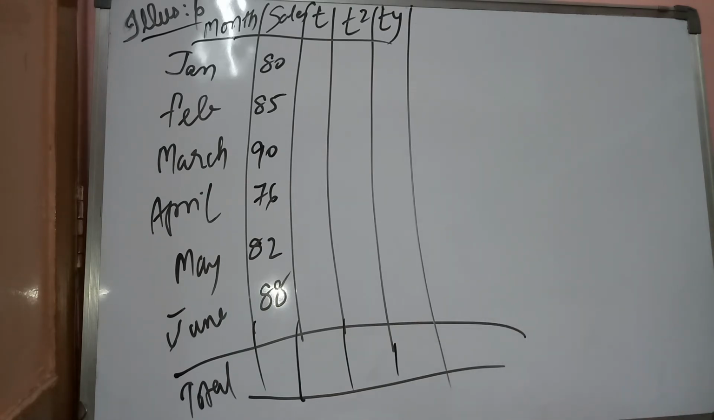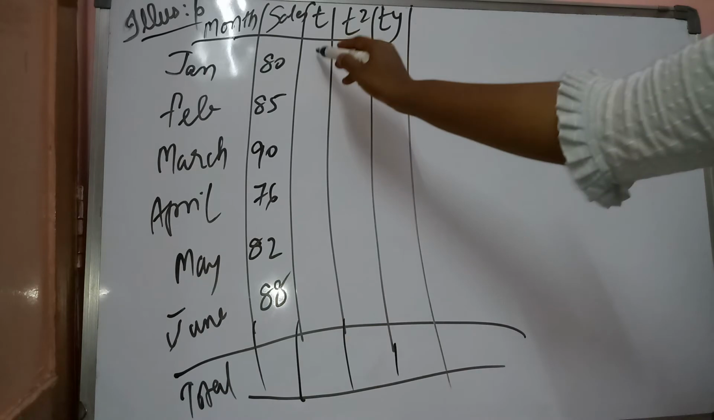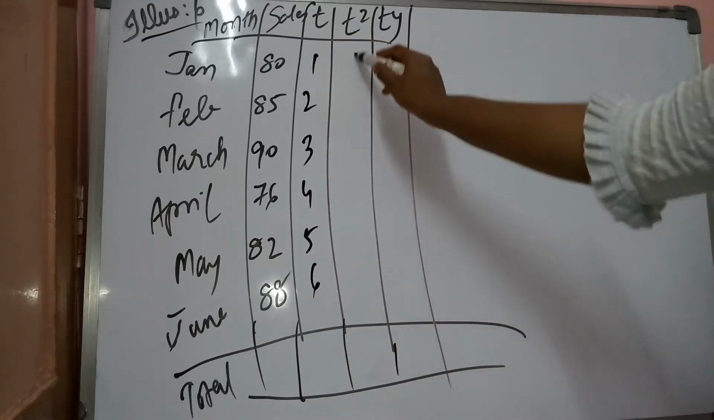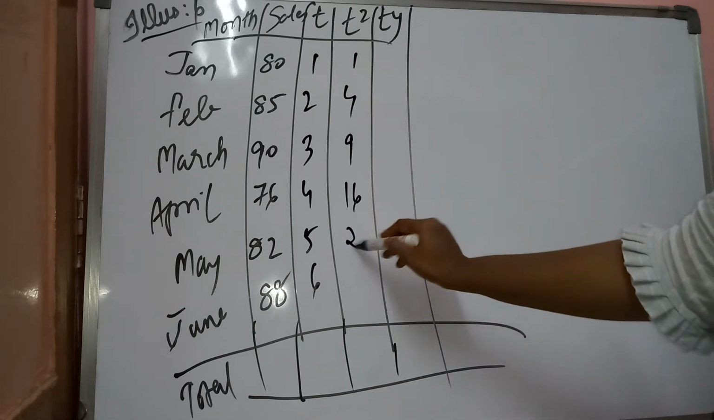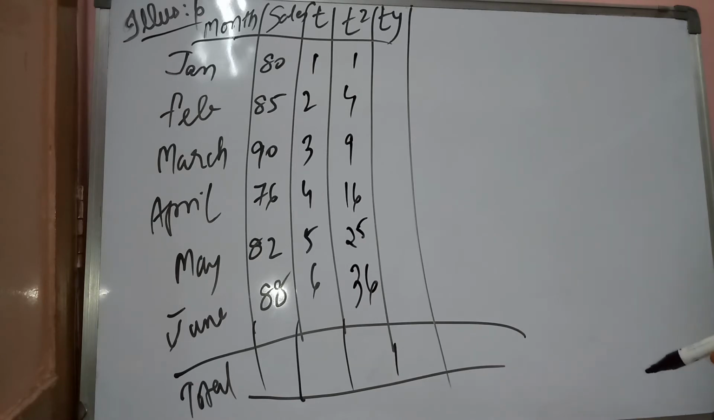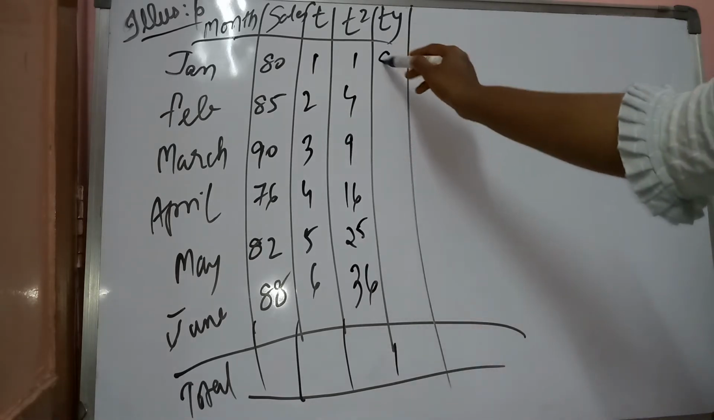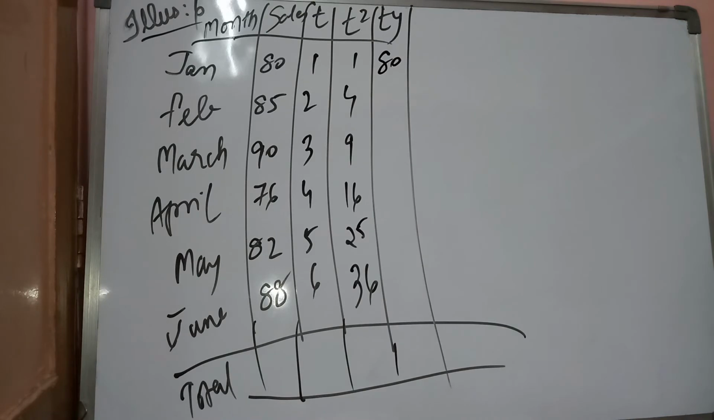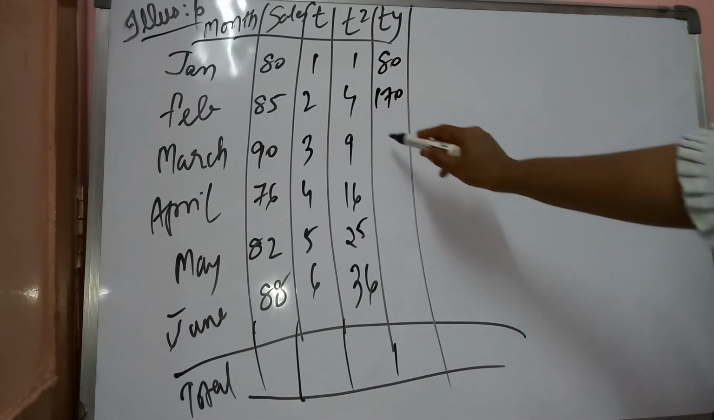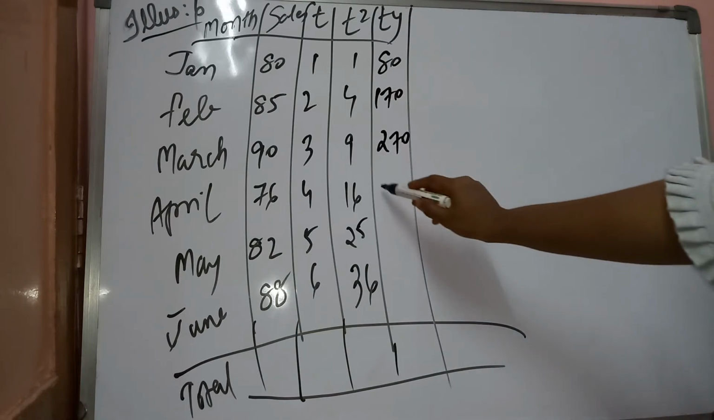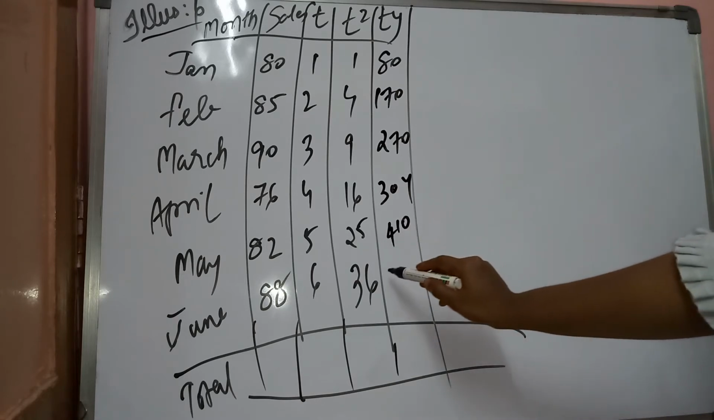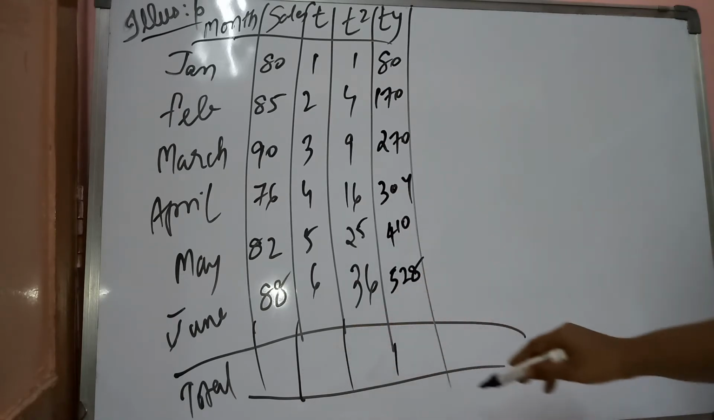So T is again 1, 2, 3. Like this you have to write 1, 2, 3, 4, 5, 6. Okay. T square is 1, 4, 9, 16, 25, 36. Then Ty is again multiply T into Y, that is 80 into 1, 80. Then 85 into 2 is 170. Just multiply it, then it is 270, 304, 410 and 528. Find the total of all these columns.